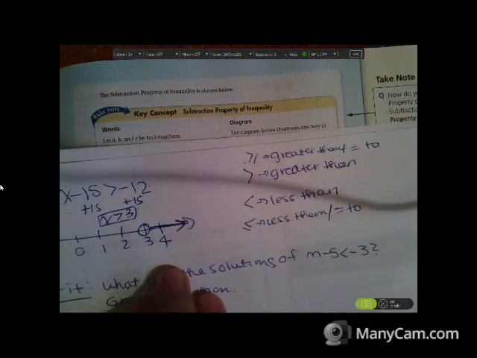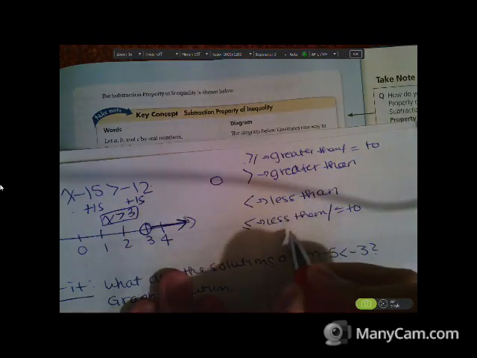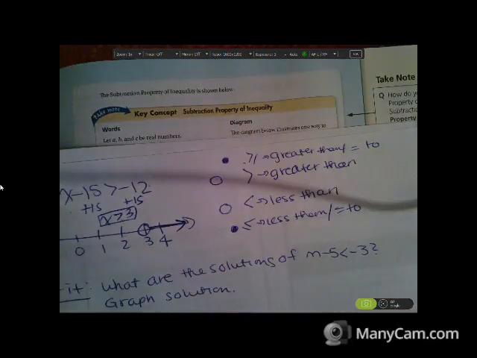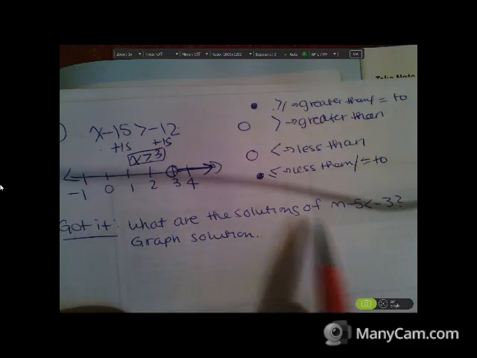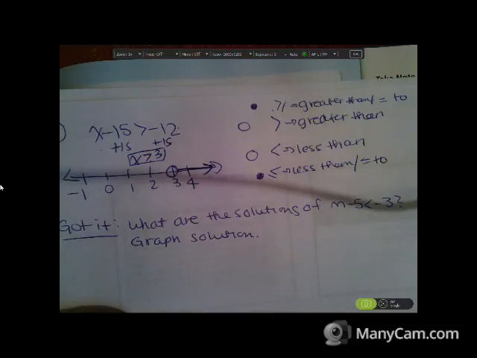So let us just try this. If it's strictly greater than, it's an open hole. If it's strictly less than, it's an open hole. If it's greater than or equal to, it's a closed hole. If it's less than or equal to, it is also a closed hole. Alright, so I want you to try the Got It. What are the solutions of n minus 5 is less than negative 3, and graph the solution.